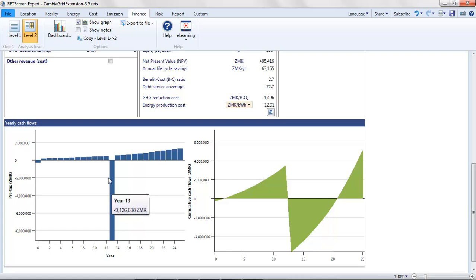But if that money doesn't materialize, they're going to be left with a system that's operating off the diesel genset for the latter half of this project. And that's going to be really, really expensive. So that is a very risky aspect of this, where you cannot guarantee that this major cash outflow will be satisfied in year 13.